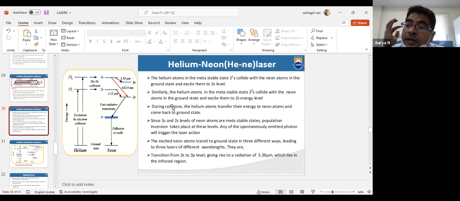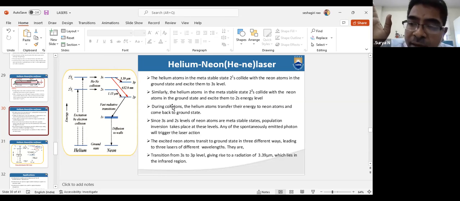Okay, so that is what we consider the maximum lasing action. So the lasing action is taking place for what type of atoms? Neon atoms, right? So this is the working principle of the helium neon laser. Is that clear? Is that clear to all of you?